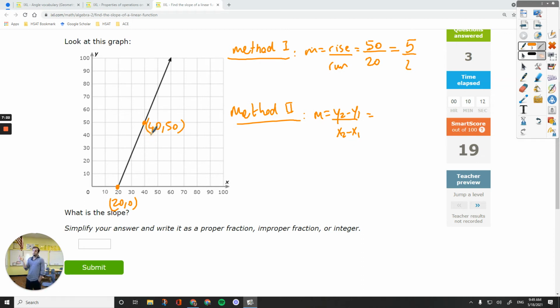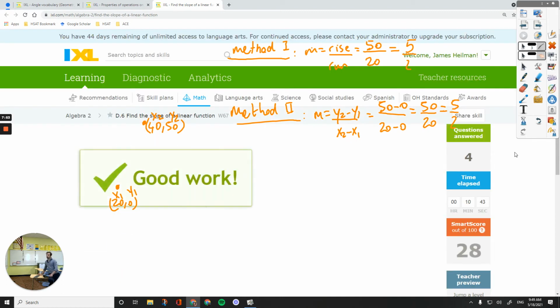And then plug them in. y2, x2, y1, and x1. 50 minus 0 divided by 20 minus 0, which equals 50 over 20. And then same answer, divide both numbers by 10, you will end up with the same answer. Pick one method, stick to it. It's going to get easier as you do more questions. Okay, 5 over 2 is the answer to this.